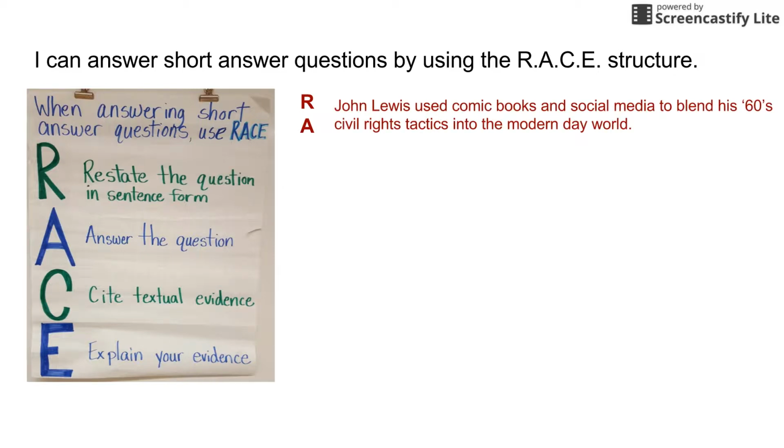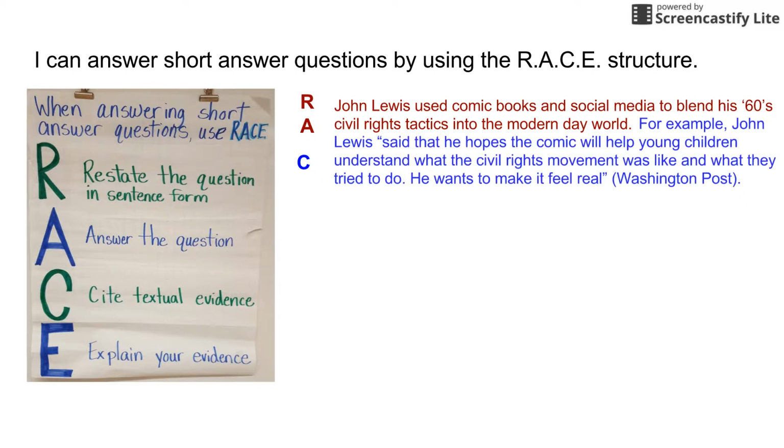It reads, John Lewis used comic books and social media to blend his 60s civil rights tactics into the modern day world. The next step is the first piece of textual evidence. And so I went directly to the articles that I've been reading about John Lewis and discovered a quote that proves that he uses comic books and social media to blend his 60s civil rights tactics. I used a nice transition phrase. This is one of my favorites.